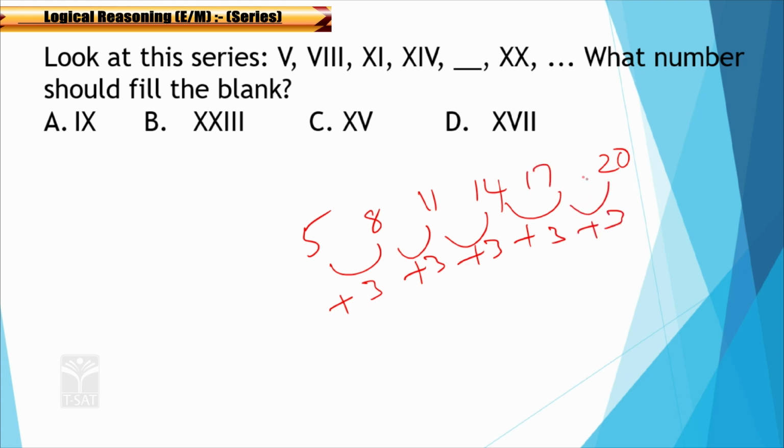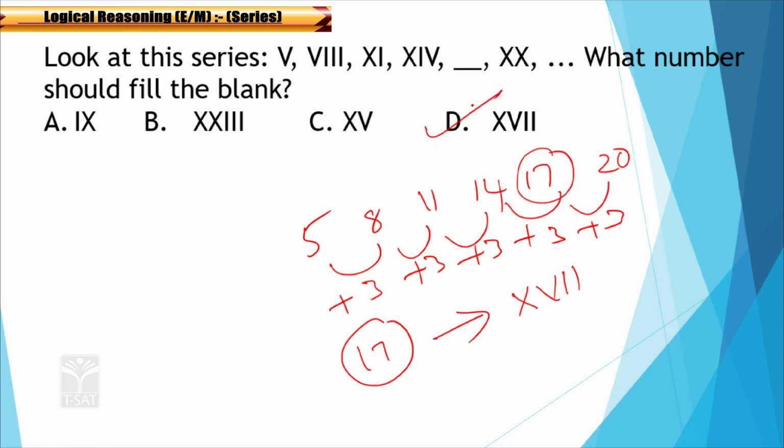So what is the required number here? 17 is required. If you want to write 17 in Roman numbers, we have to write X is 10, V is 5, I, I. That is 17, correct? So option D is the correct one.